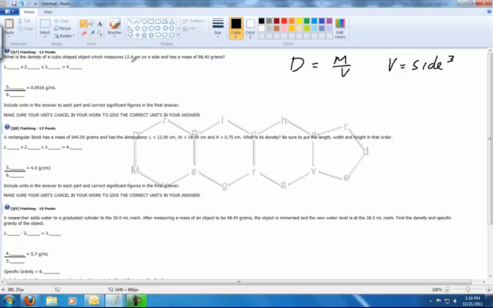Now the cube here is 12.4 centimeters on a side, so the volume is going to be 12.4 centimeters times 12.4 centimeters times 12.4 centimeters. And that's going to come out in the calculator to be 1906.624 cubic centimeters.